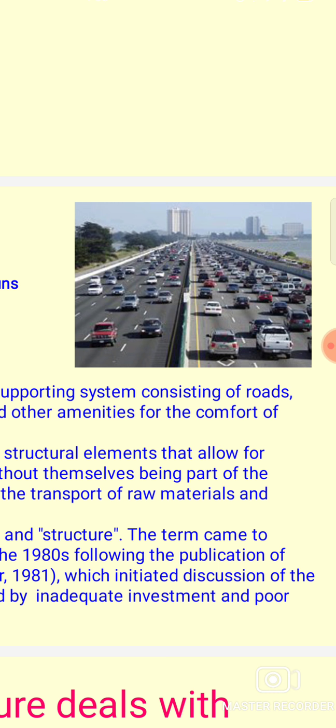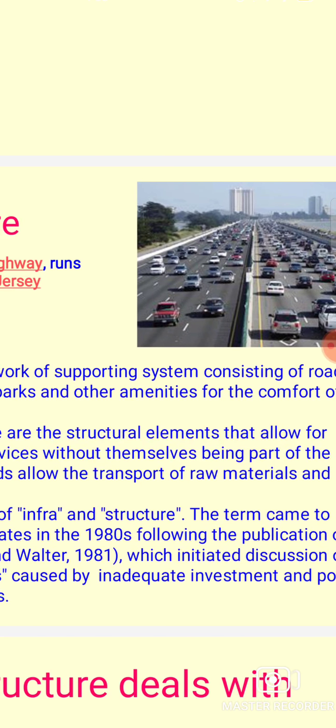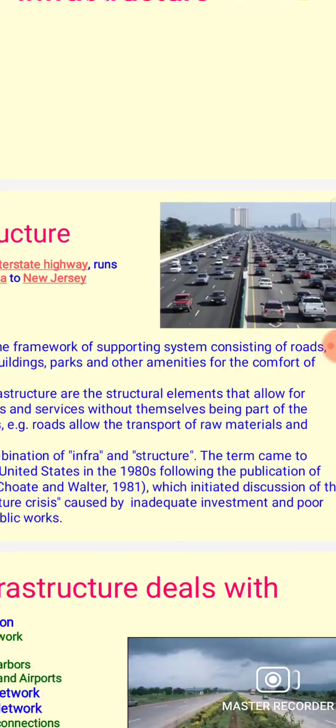We can see that on one side there will be 1, 2, 3, 4, 5 and 6 lanes. So at a time 6 vehicles can move from one side. So there will be 12 different vehicles on 12 different lanes, traveling from one state to another state.